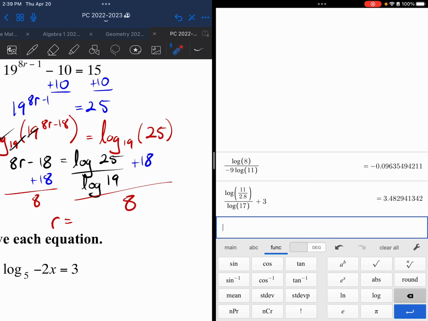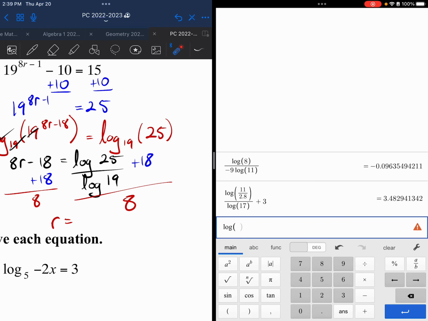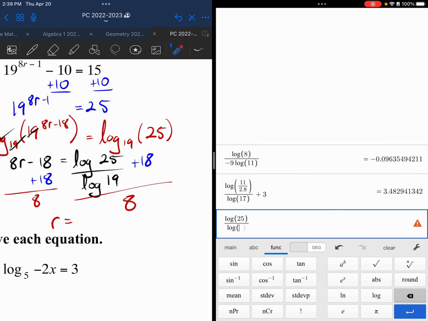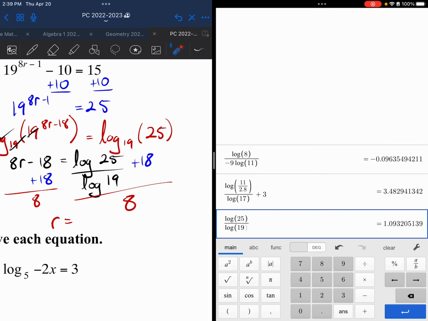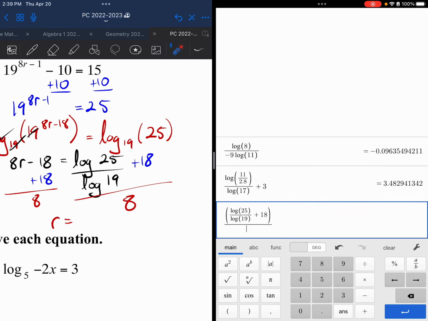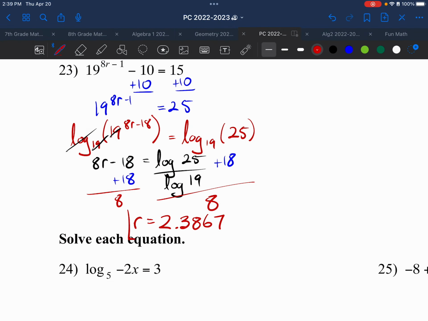Here we go. This is going to be log of 25, and that's going to be divided by log of 19. And then I do plus 18, and pro tip, now I end my parentheses, which means it starts the parentheses, and then I can divide that entire thing by 8, and I get about 2.386, and then that 6 rounds up to a 7 because of the 5 that follows it. And I think I have my answer, which I will then box.